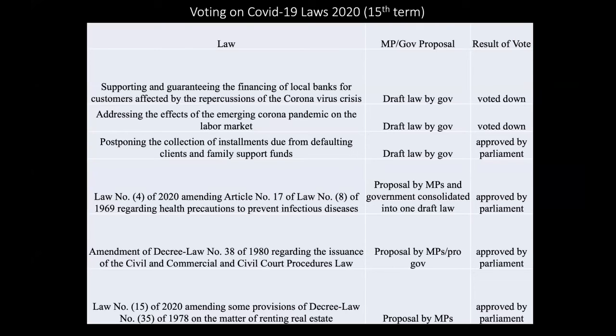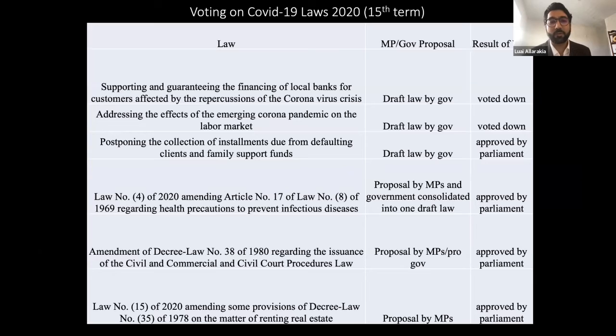The other one is a law addressing the effect of the corona pandemic on the labor market. Some of the provisions of this law allowed employers to reduce pay by 50% if employees were working from home, or if they couldn't work due to shutdowns. The MPs thought this was an unfair provision, and they voted down the law.